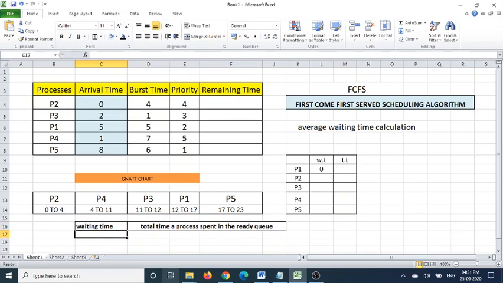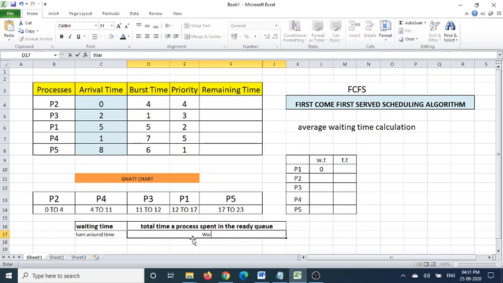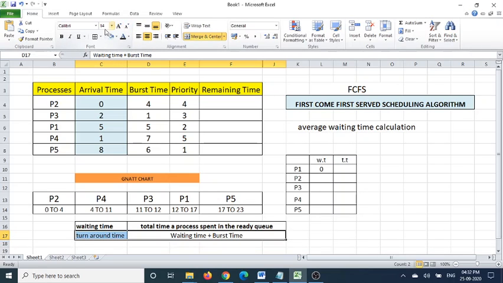Okay, what is TT? Turnaround time. Turnaround time is nothing but waiting time plus burst time. Turnaround time is waiting time plus burst time. It is how long a process takes from the time it enters the ready queue till it finishes. That is called turnaround time. So these two times we are going to find out.